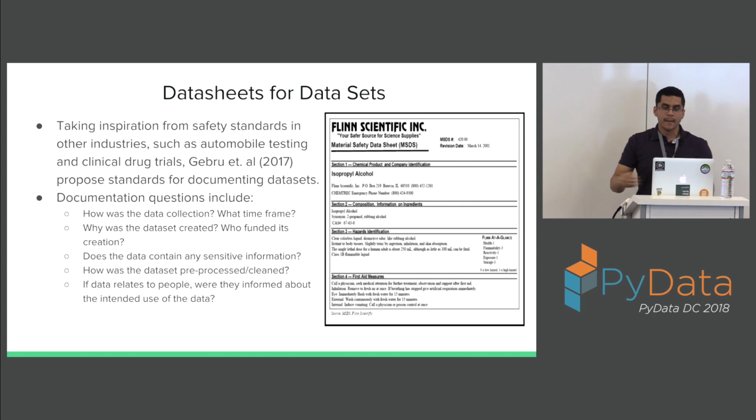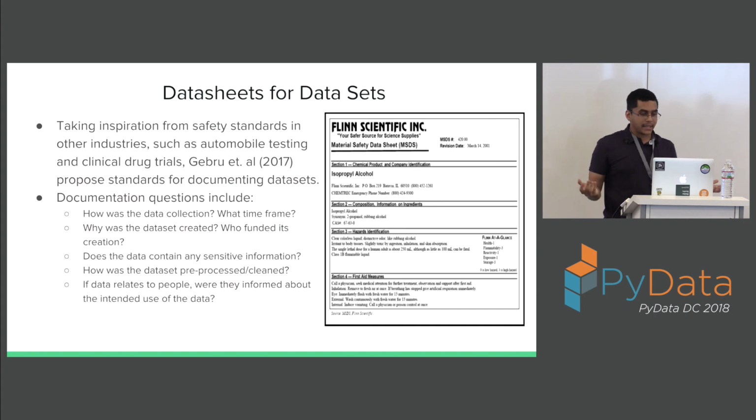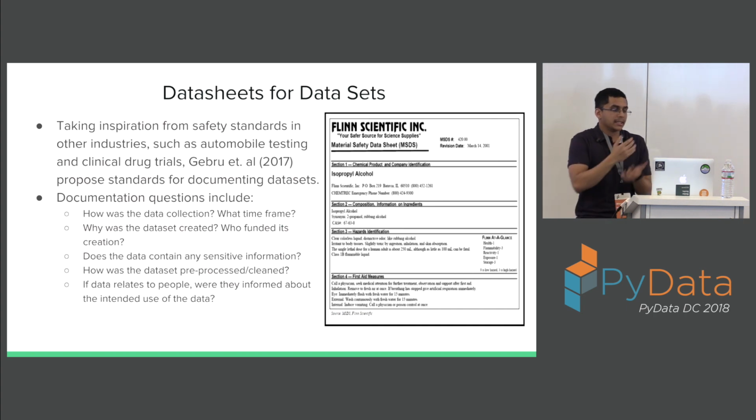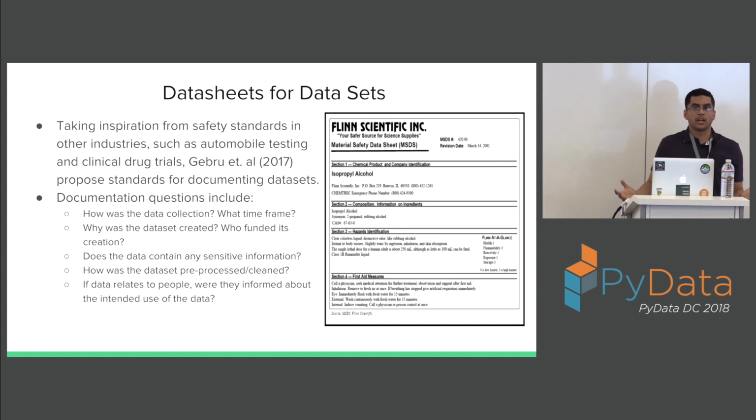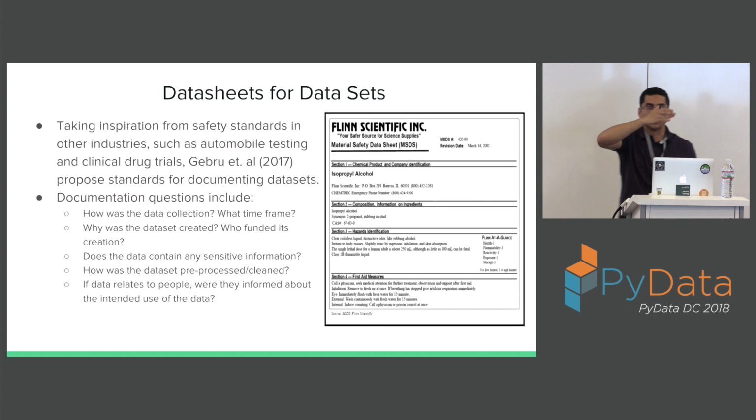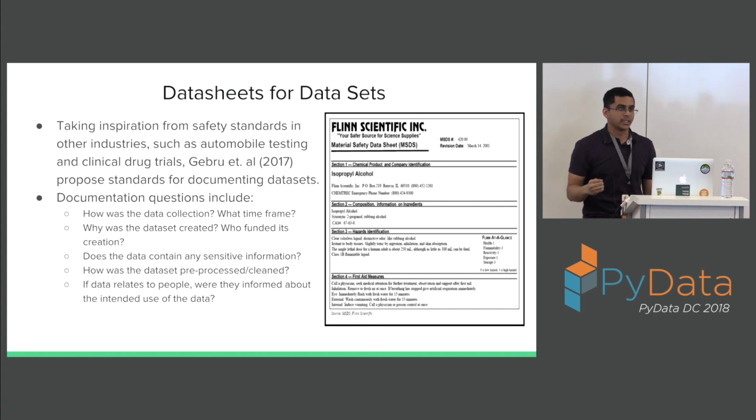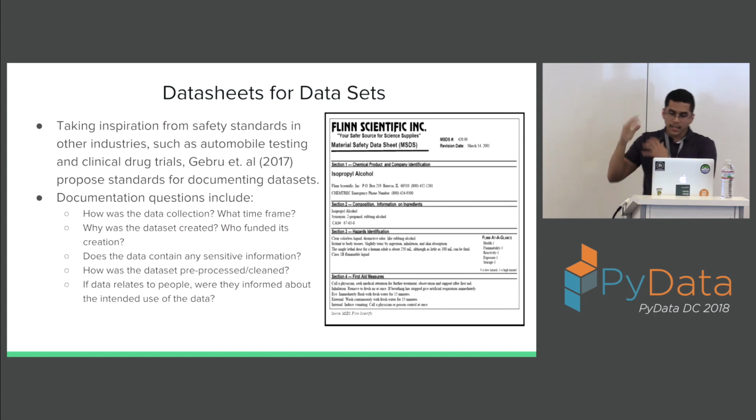And so this documentation really serves to standardize the types of things we record about datasets. Like, why was the data collected? Who funded its creation? Does it contain any sensitive information like PII? How was the dataset pre-processed? And also, if the data relates to people, were they informed about how this data was going to be used? Because informed consent is an important part of any research trial for social scientists. Yet somehow as computer scientists, when we do these A/B tests, we sort of get around this idea of getting informed consent from individuals. And so that's what I really like about this.